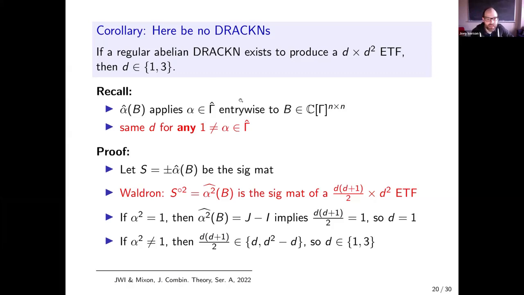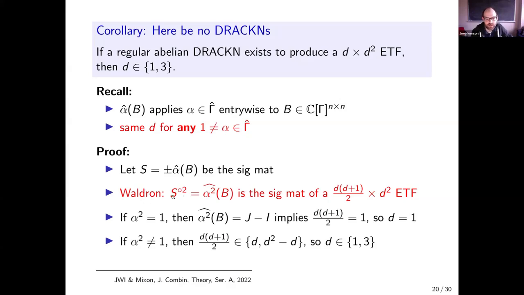Oh, okay, actually, I said alpha can't be 1. So if alpha squared was 1, well then when I apply that, I just get J minus I, and that's the signature matrix of lines in dimension 1. So you solve this equation, you find d is 1. If alpha squared is not 1, then you have this. This has to be either your d or n minus d. And you solve 2 equations, and you find d is either 1 or 3. And really, that's it. That's really the reason, that you have the same dimension for any character.